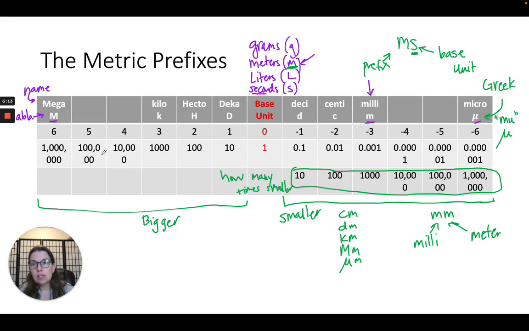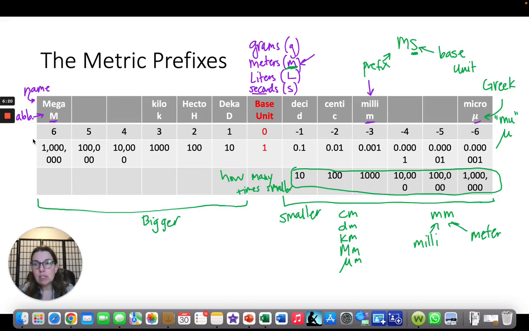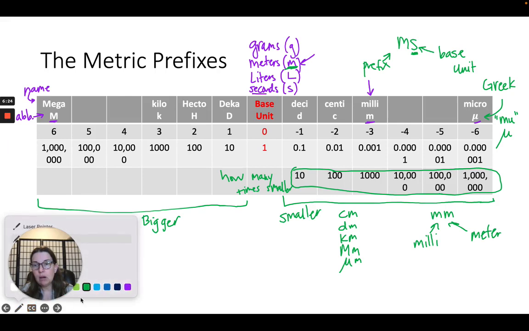Over here, this is just what each of the prefixes mean. And then these are exponents. Now, I'm expecting some of you may have seen these exponents before and some of you may not have, depending on how much math you've had. So don't worry about it if you don't know what the exponents are.